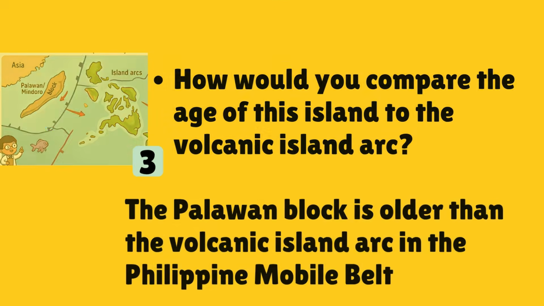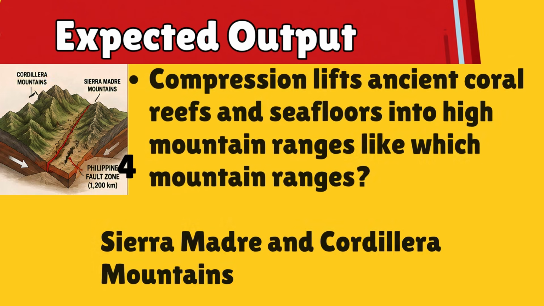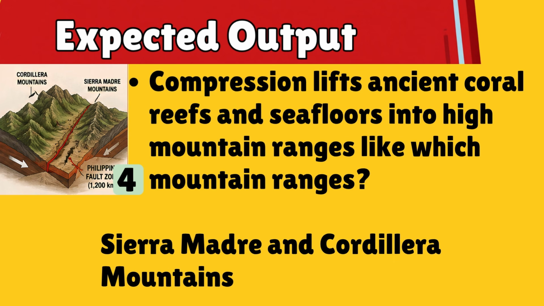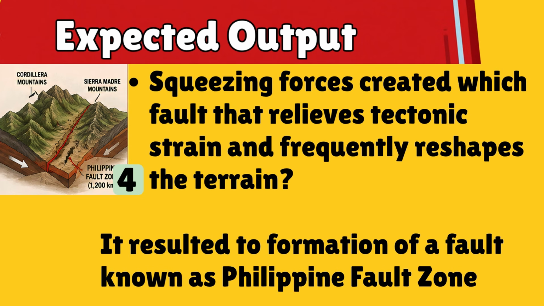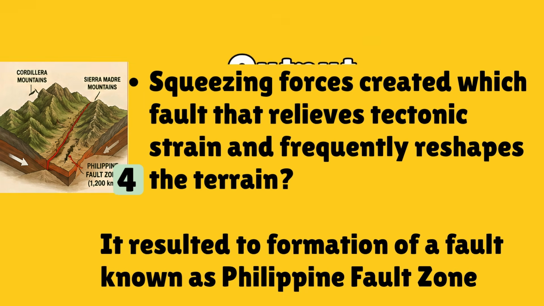And now for the fourth picture, compression lifts ancient coral reefs and seafloor into high mountain ranges like which mountain ranges? So the answer is Sierra Madre and Cordillera Mountains. And then squeezing forces created which fault that relieves tectonic strain and frequently reshapes the terrain? So it resulted in the formation of a fault known as the Philippine Fault Zone.